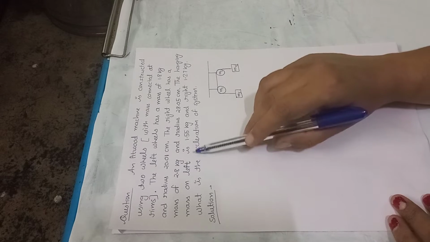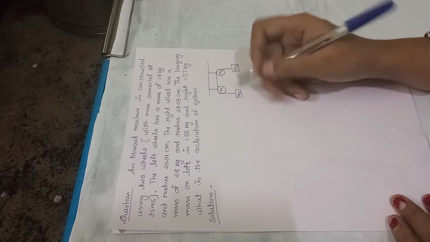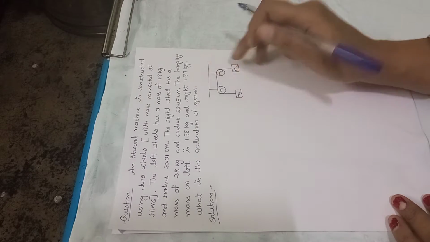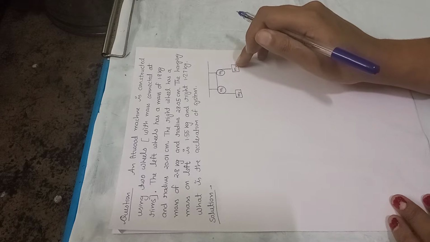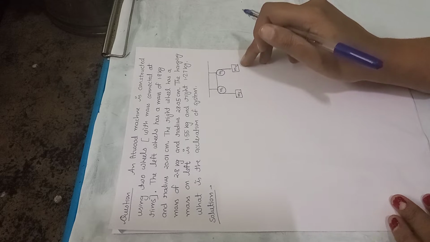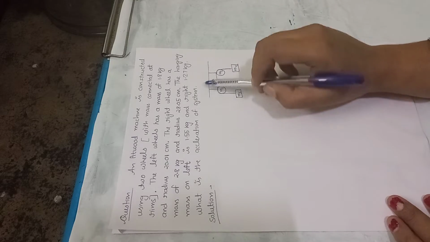The hanging mass on left is 1.55 kg. That means m3 is 1.55 kg and right is 1.27 kg. That means m4 is 1.27 kg. What is the acceleration of the system?